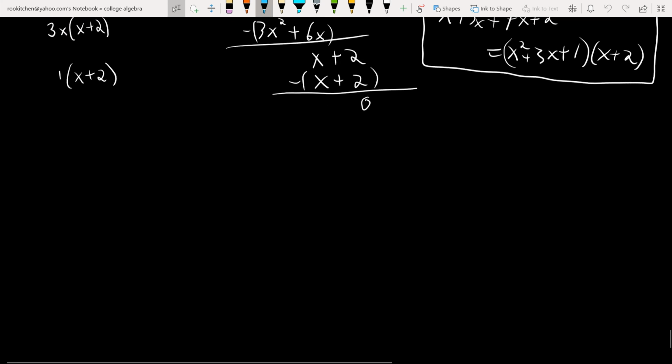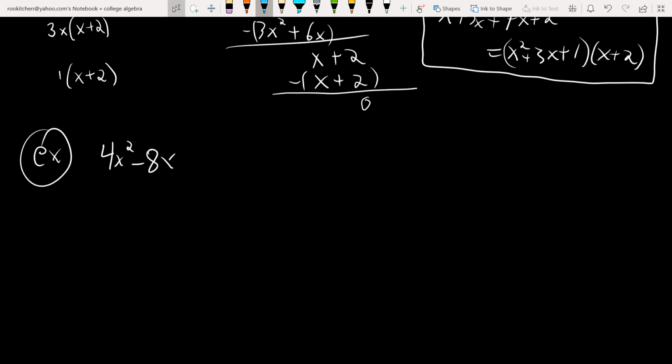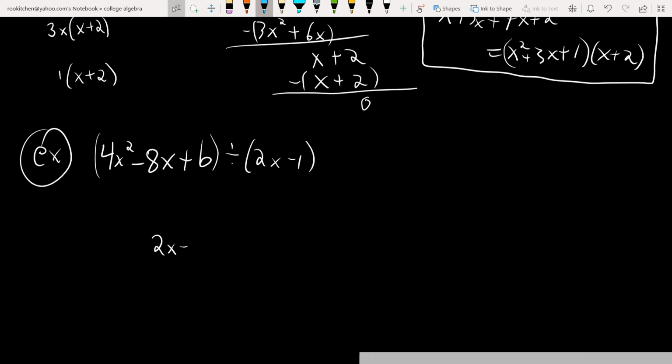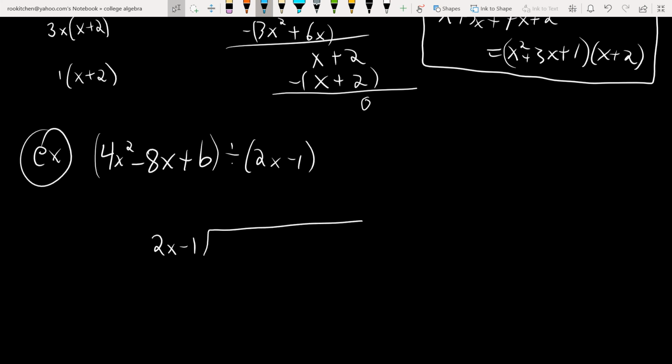Okay, let's look at another example. So this time we have 4x squared minus 8x plus 6. And we're dividing this thing by 2x minus 1. Okay. So I'll set up my division. Sorry, that thing keeps popping up. I don't know why. I think it has something to do with my pen. Here we go, 4x squared minus 8x plus 6.